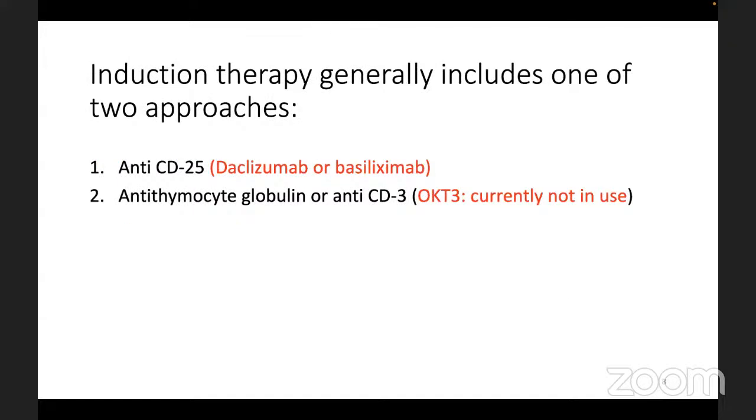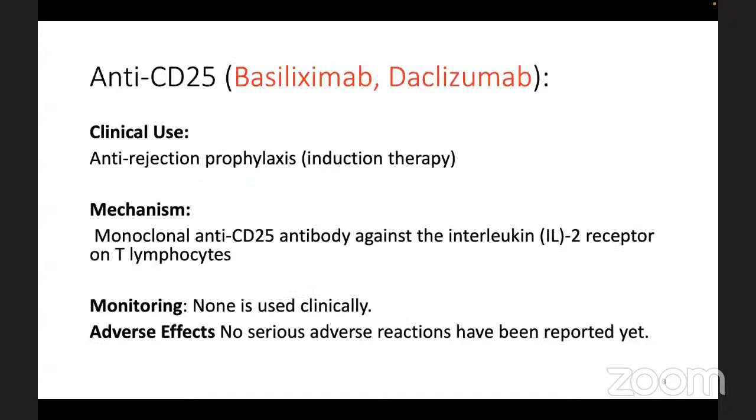Starting with induction therapy, it generally includes one of two approaches. First, the anti-CD25, which is daclizumab or basiliximab, and the second option is the anti-thymocyte globulin or anti-CD3. For the anti-CD3, OKT3 is currently not in use due to its toxicity and side effects. Basiliximab and daclizumab are mainly used for induction therapy. They are monoclonal anti-CD25 antibodies against the interleukin-2 receptor on T lymphocytes. It doesn't usually require monitoring, and there aren't any serious adverse effects or reactions reported.